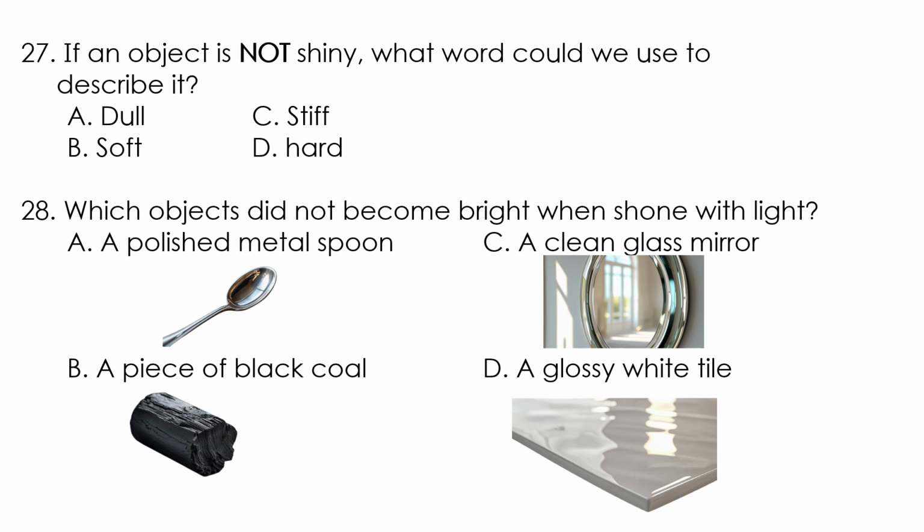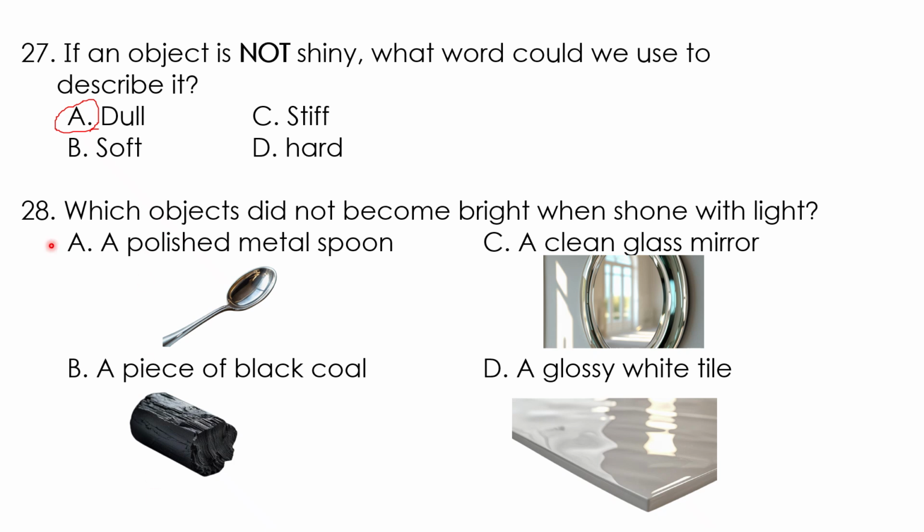Next, for number 27. If an object is not shiny, what word could we use to describe it? A. Dull. B. Soft. C. Stiff. D. Hard. What is your answer, kids? The answer is letter A. Dull.